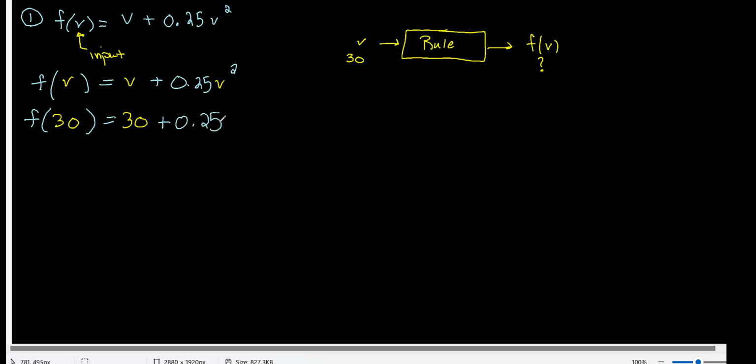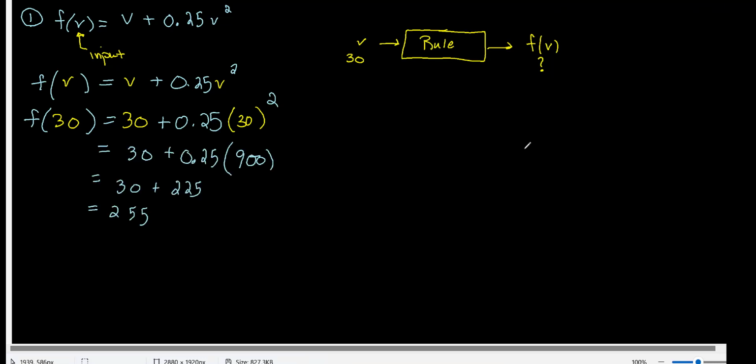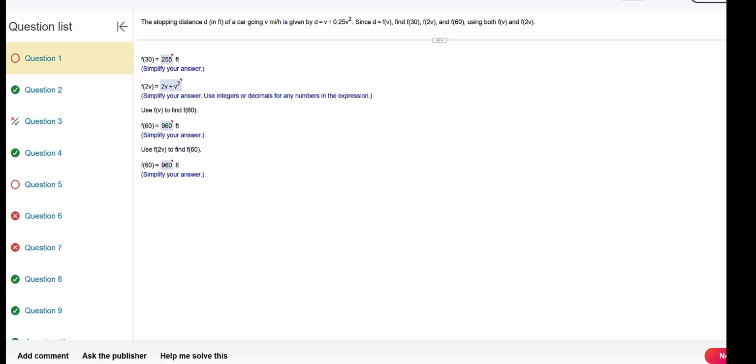So 0.25 times v squared, so that's looking at a 30 squared. And now we can compute those numbers. We can do it with a calculator or by pencil and paper. And we get the answer of 255. So in went 30 and out came 255. Input and output.